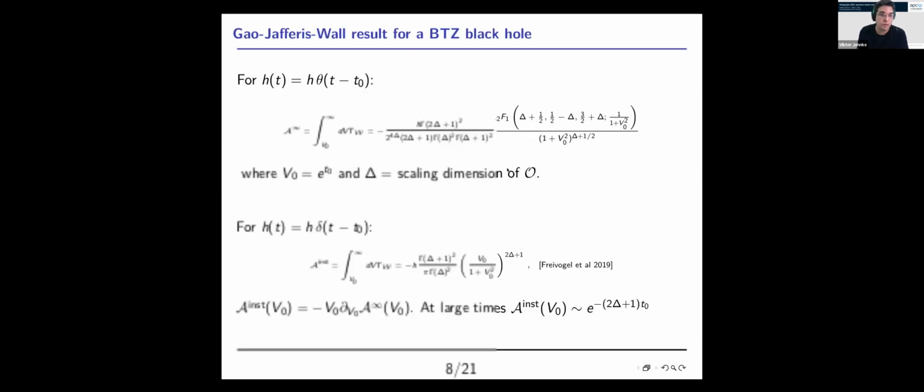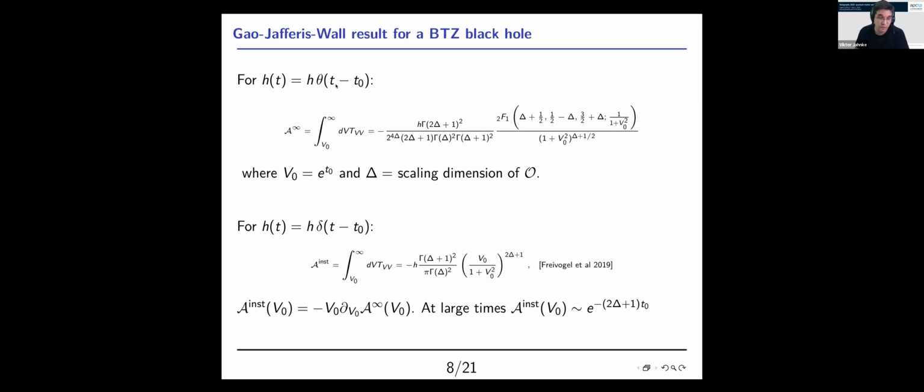Okay, so let me show you the results that Gao, Jafferis, and Wall obtained. They computed the so-called average null energy, and they have an analytic formula for it. It depends basically on two parameters: the scaling dimension of the scalar field that they use to open the wormhole, and the time t0, which is the time at which you introduce the deformation. So this result is somewhat complicated.